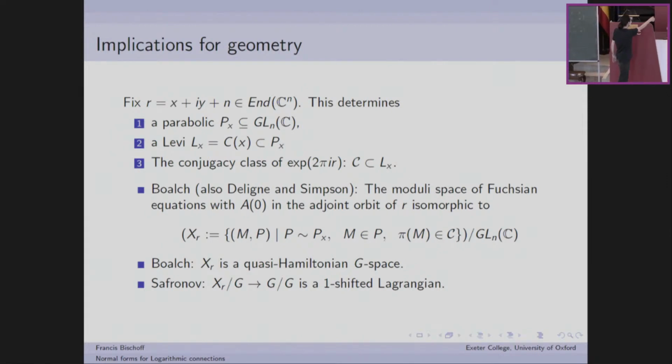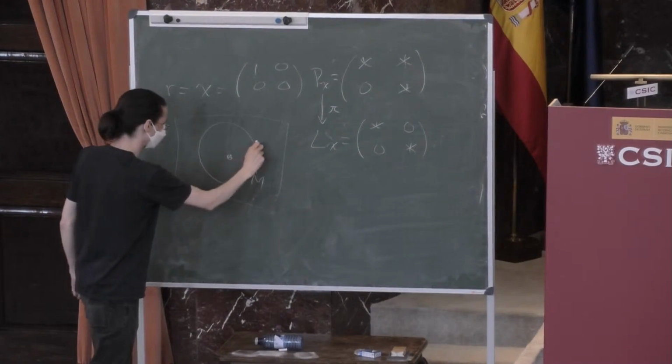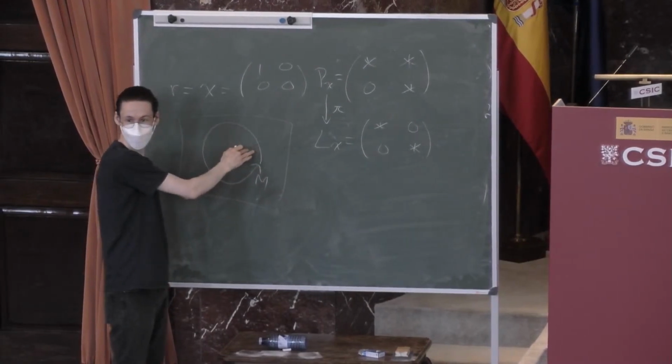And this space X_R, you can think of it as the differential equations where we've fixed a trivialization at the point 1. It consists of two things, a matrix M and a group P. This group P is going to be conjugate to this fixed parabolic. And the matrix M is an element of P, and it has the property that if you project it to L using this map, then it lies in the conjugacy class. Geometrically, M is like the parallel transport around the origin, and P is telling us about the growth rates of the solutions to the equation as we drag them in.